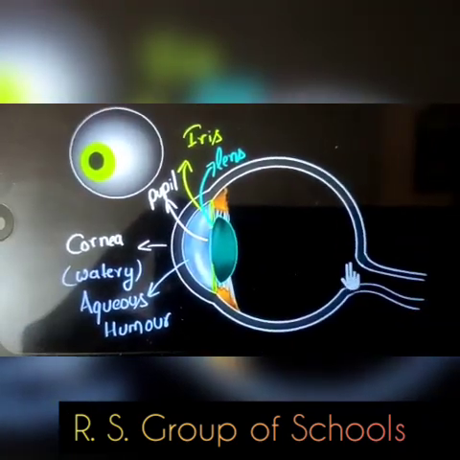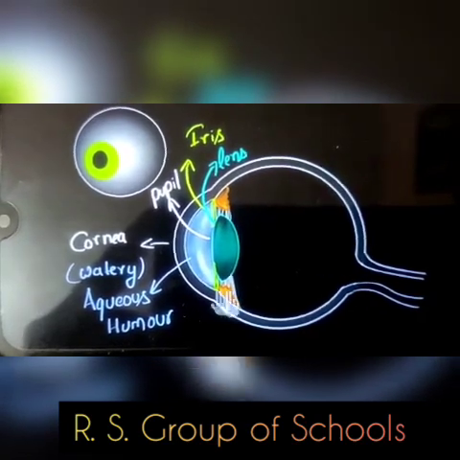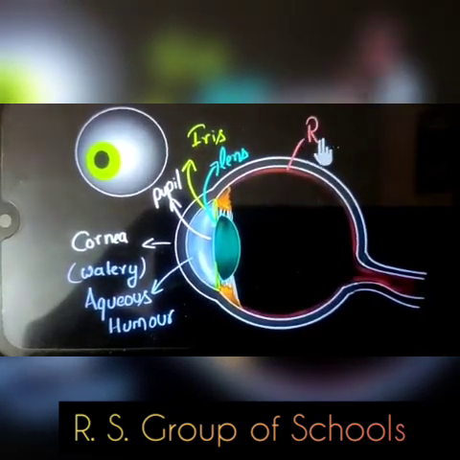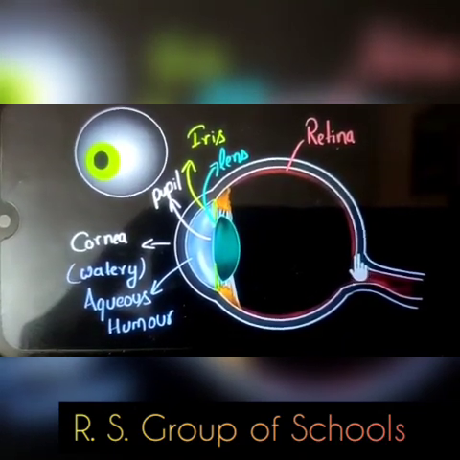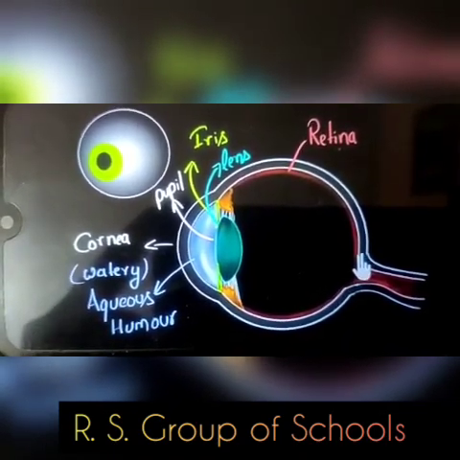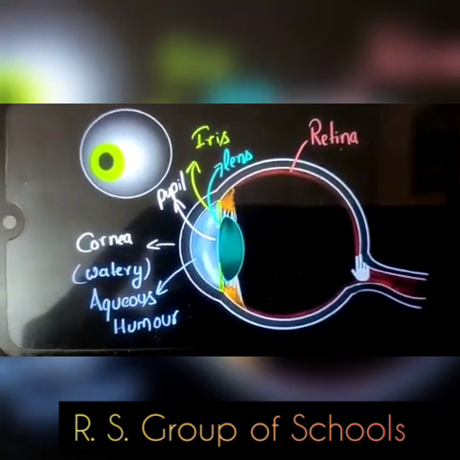Now we will move to the next part that is very important: the screen on which the image is going to be formed, that is called the retina. It is made up of light sensitive cells that are rods and cones. So this is basically a screen on which the image is going to be formed.